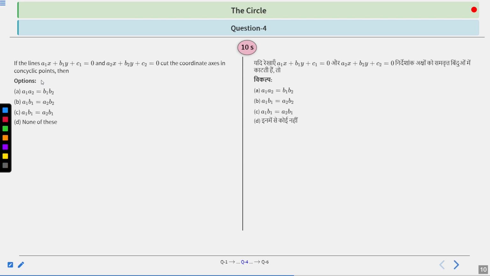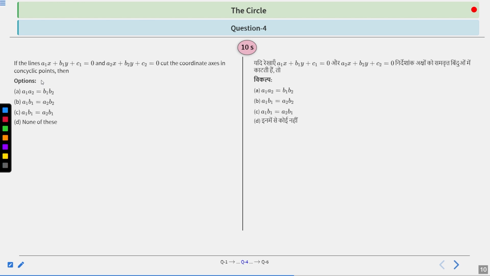Question number 4 says: if the lines a1x plus b1y plus c1 equal to 0 and a2x plus b2y plus c2 equal to 0 cut the coordinate axis in concyclic points, then which of the following options is correct?